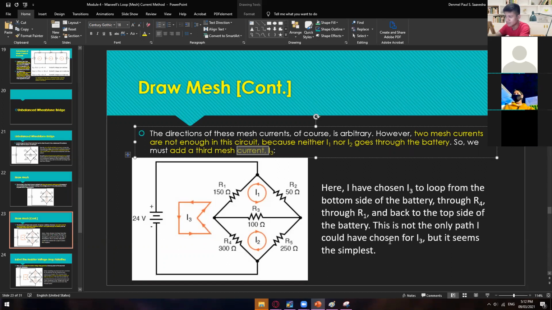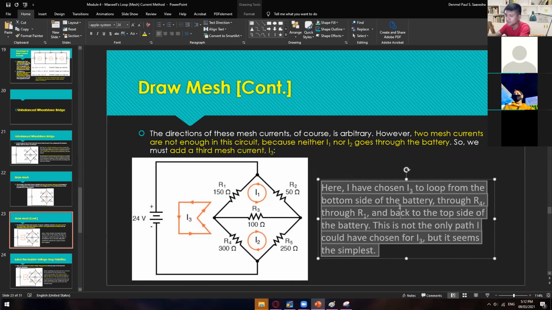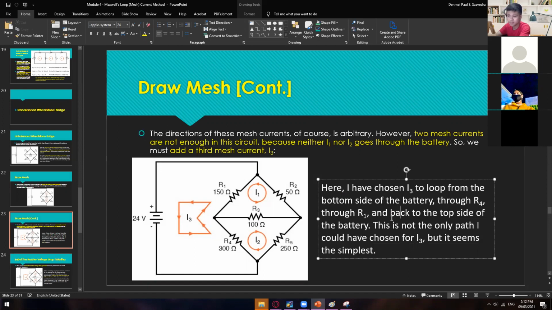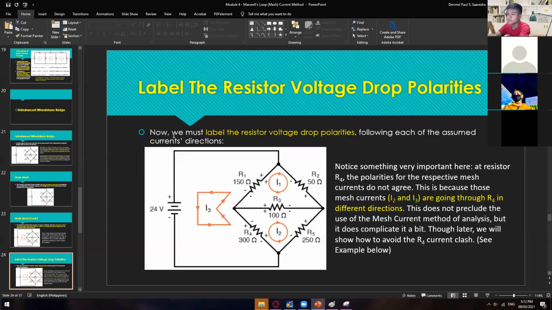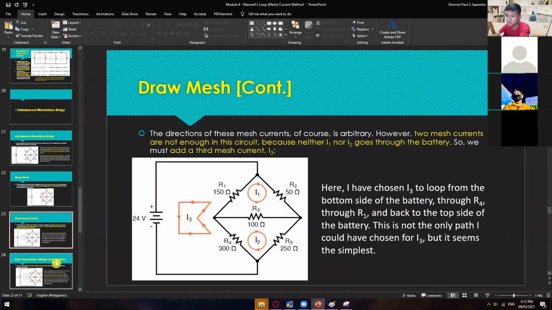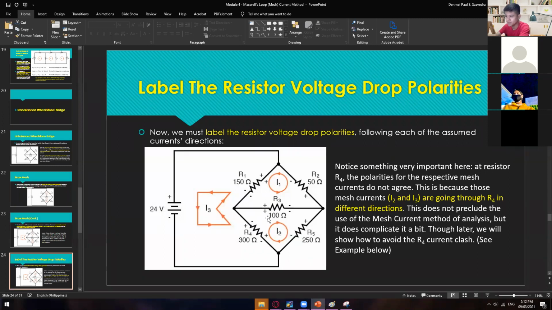But in the opinion of the author, so this is not my idea. This is the idea of All About Circuits. This one came from a website, so this is his own dialogue. Now we must label the resistor voltage drop polarities. Once you're done with having the loops, then you can now label everything. So let's just say that you're done with your labels.